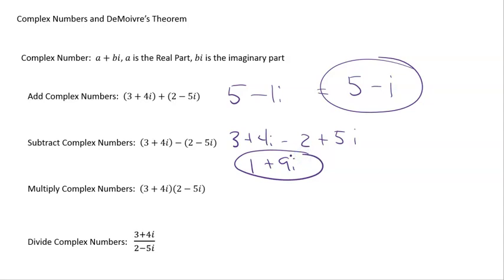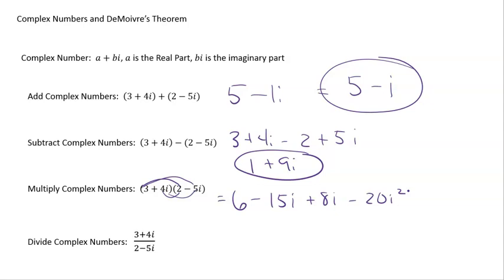Okay, now when you multiply, it's a little bit more work. So you do use the FOIL method, first, outer, inner, last. So 3 times 2 is equal to 6. 3 times negative 5i is negative 15i. 4i times 2 is plus 8i. And then 4i times negative 5i is negative 20i squared.